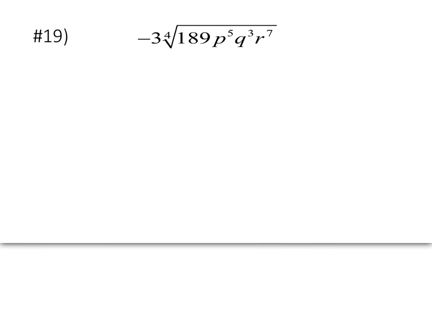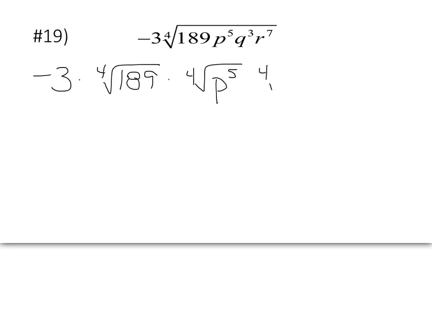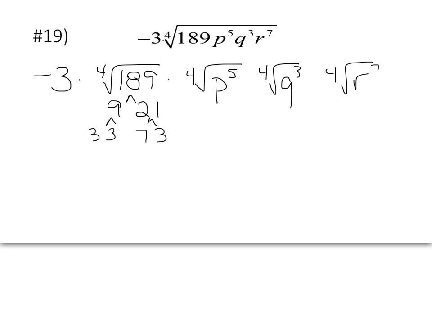All right, let's try this one. Negative 3 times the 4th root of 189, which means something's going to have to repeat 4 times in order to bring it out. 4th root of p to the 5th, 4th root of q to the 3rd, and 4th root of r to the 7th. So let's do 189 first, which is 9 and 21. 9 is 3 times 3. 21 is 7 times 3.